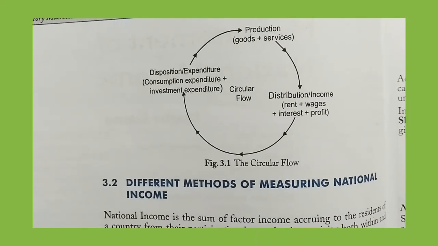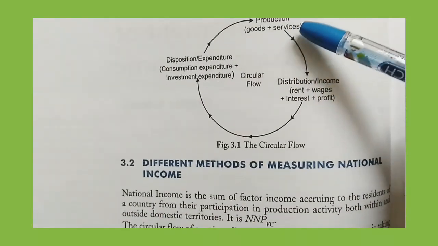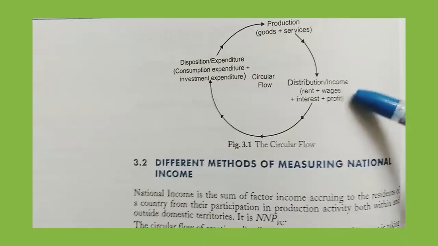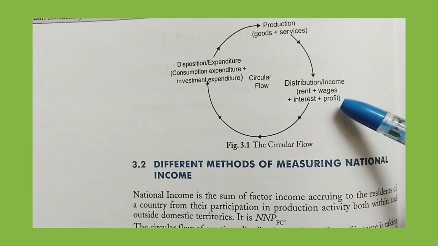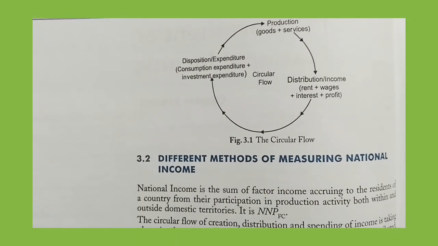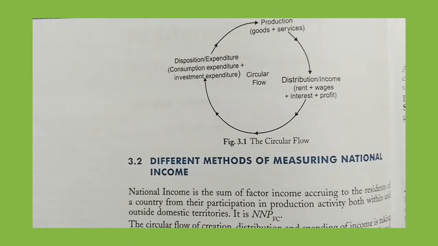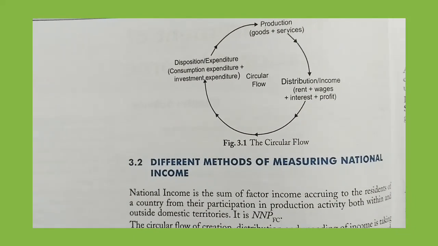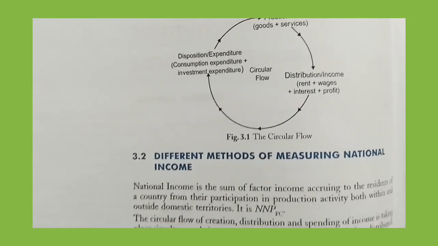This diagram shows the circular flow. The production phase leads to production of goods and services in an economy. The income or distribution phase leads to generation of factor income, that is rent, wage, interest, profit. Expenditure or disposition phase relates to spending of income in terms of consumption of goods and services and investment expenditure. This expenditure leads to further production or flow of goods and services. These three processes go on simultaneously.